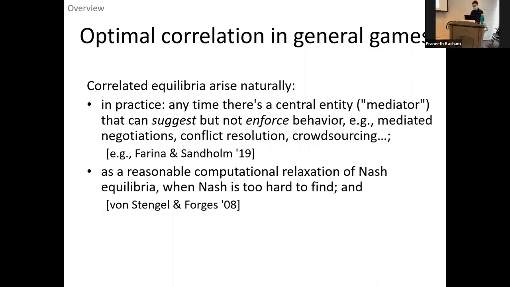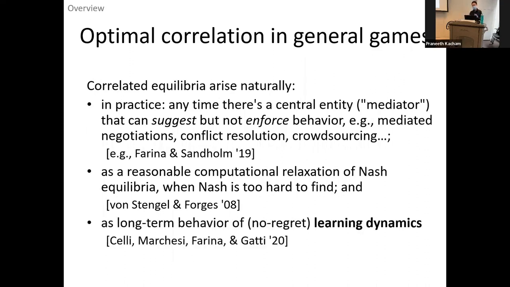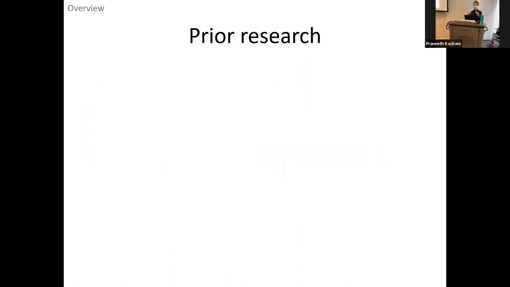It also arises, interestingly enough, as the long-term behavior of no-regret learning dynamics. This is a fairly recent result. If you take certain no-regret learning dynamics, these are now known to converge to certain notions of correlated equilibrium in extensive games. Let's talk briefly about what prior algorithms are known for this.